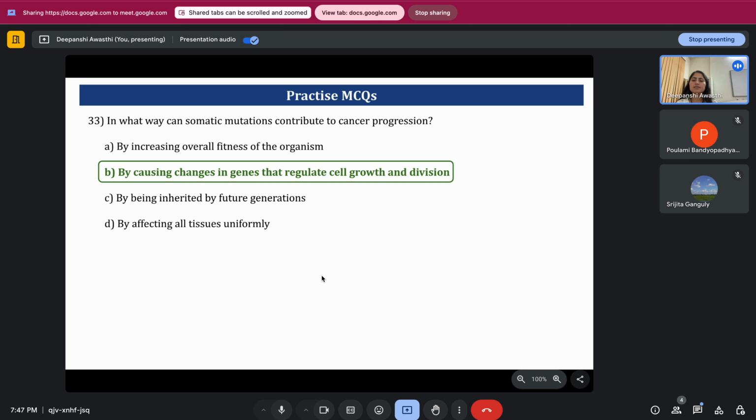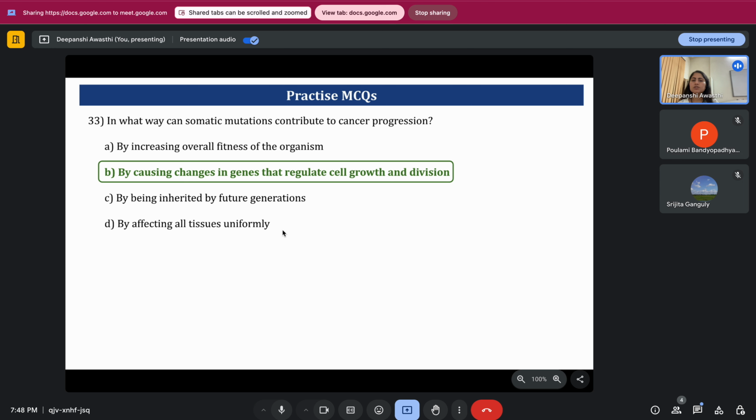Option B is the right answer. First of all, option A mentions increasing overall fitness of the organism. Somatic mutations do not increase the overall fitness. In very rare scenarios it might increase fitness, but this was not true. Option C was by being inherited by future generations. This is also not true, because germline mutations are the ones which are inherited, and not the somatic ones.